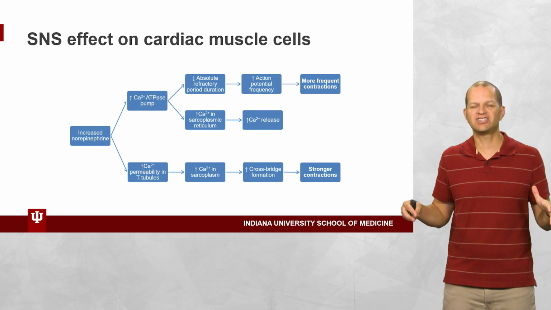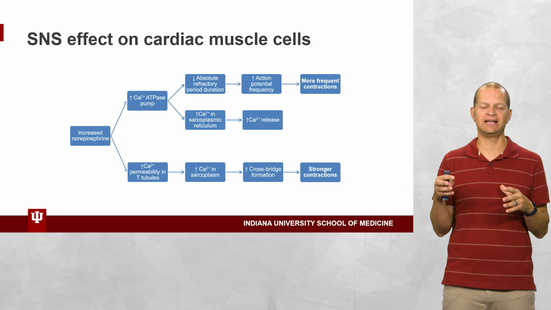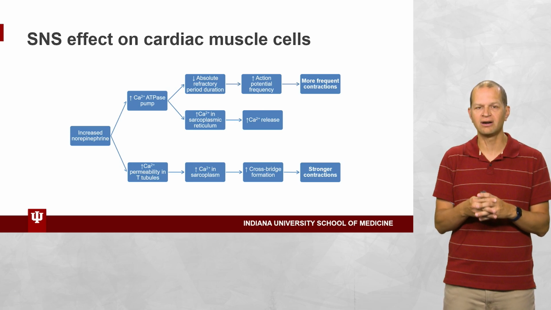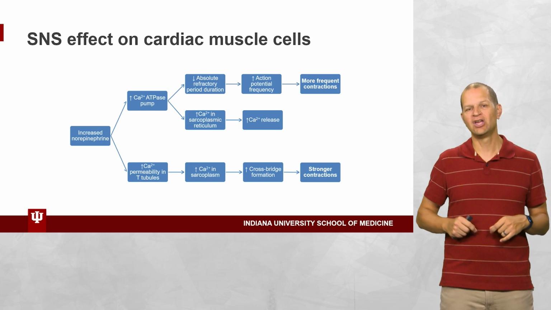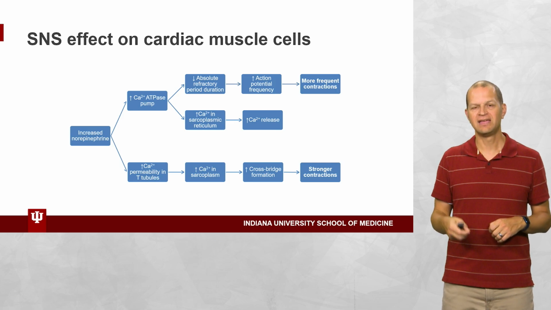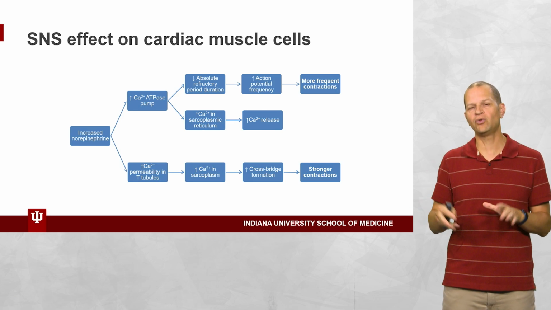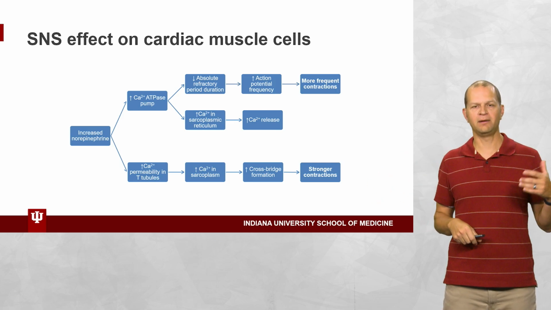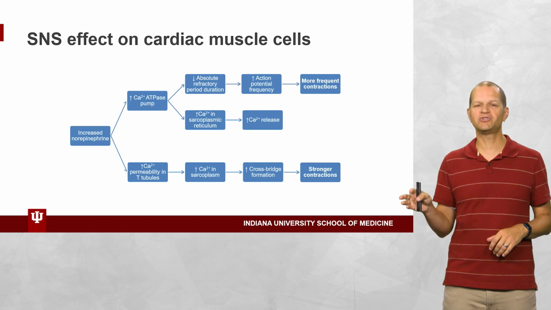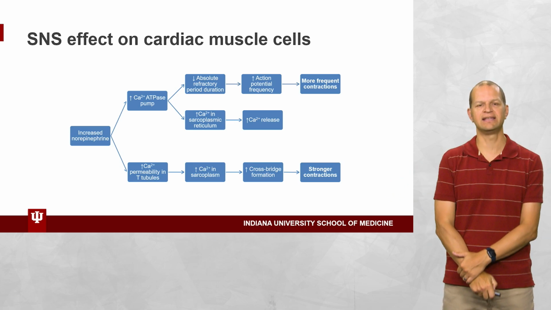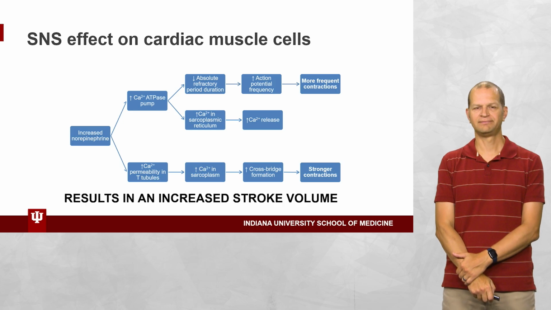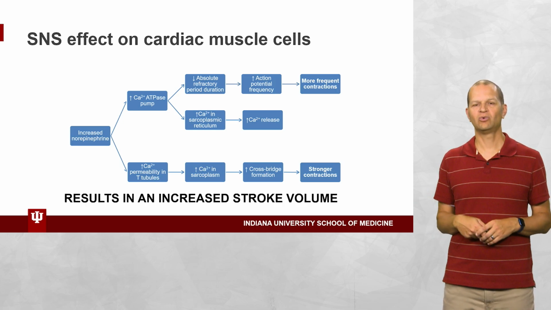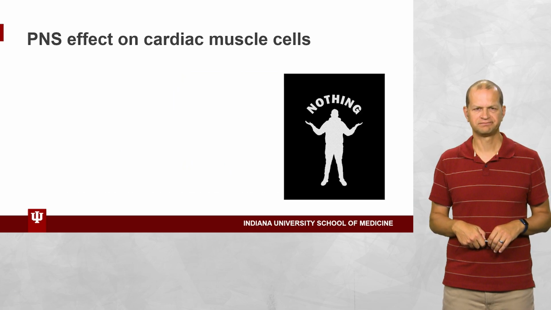So it's not enough to just release more calcium so that the muscle cells can contract harder. We need to put them in a position where they can contract more frequently. They don't contract more frequently on their own. They've got to get a signal from the pacemaker cells, but they're able to respond because they're not in a refractory period. Okay, ultimately, we're getting a greater stroke volume.